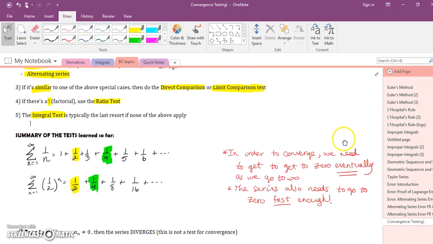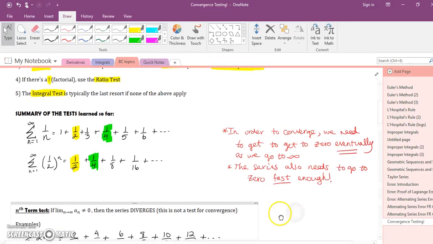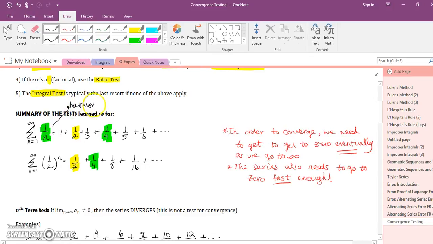So here's a summary of the tests we did so far. He talked a lot with you about this series right here, 1 over n. Now keep in mind this one is harmonic. And what he did is he wrote them all out. He called it going whole hog whenever you write them out term by term. And then he talked about 1/2 to the n. And what he said is, look, these 2 series share some numbers. Are they going to converge or are they going to diverge?